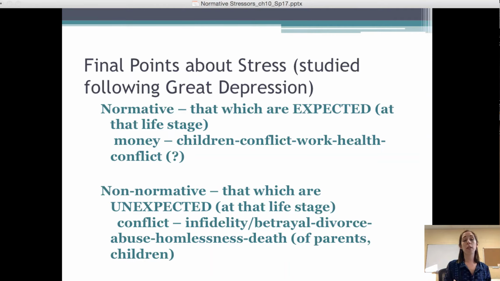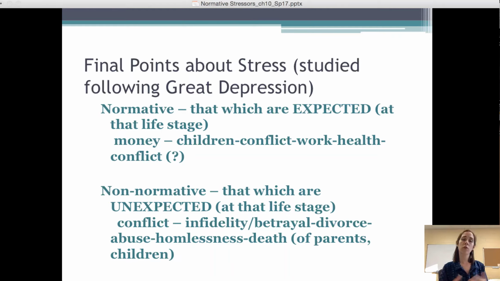So that becomes non-normative. Some other non-normative stressors are conflict, if you're a non-comm scholar, you don't get it, that's part of relationships. Things like infidelity and betrayal, divorce, abuse, homelessness, death, particularly the death of your parents and death of your children. So these are things that we really don't anticipate, even though empirically there's a lot of evidence that suggests that they could happen to us. I'm sure you know this.